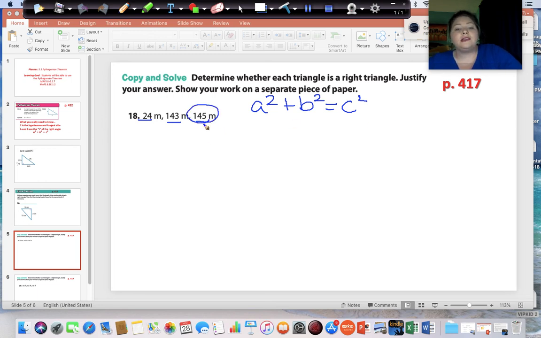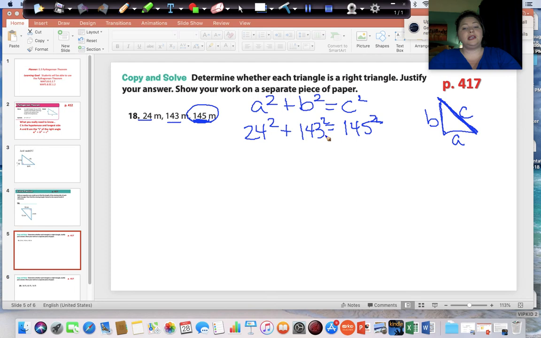Remember, your longest side is your c. Your longest side is your hypotenuse, which is your c. That's the slanted side of your triangle here. Okay, so this side is the c, and we've got a and b over here as well. But the longest side is the c. So you want to take your biggest number, and that's going to be your c squared. It doesn't matter which order the other 2 numbers go in, as long as you have your longest side being your c squared. Okay, so we've got 24 squared here, plus 143 squared here.